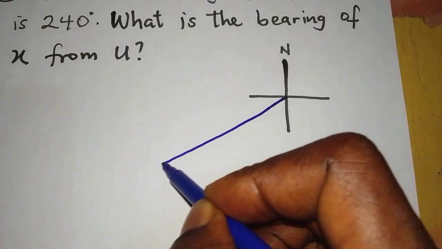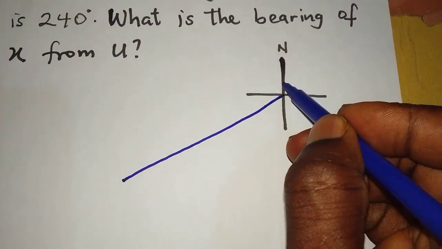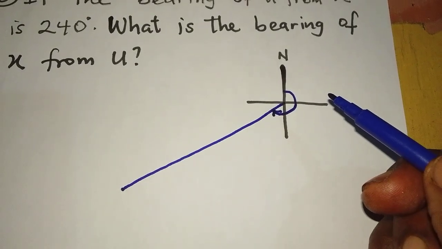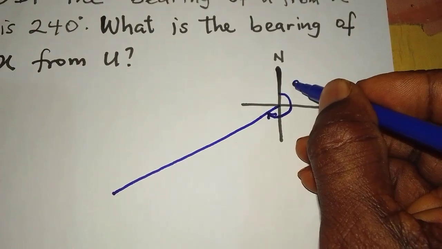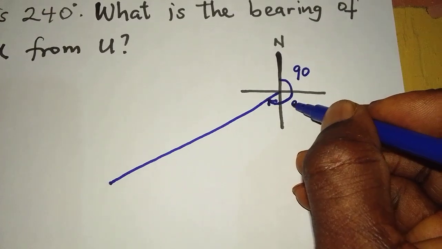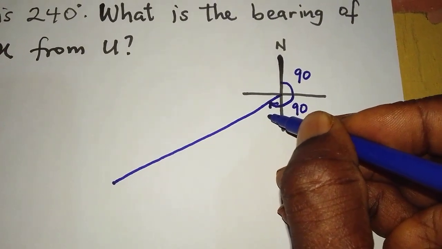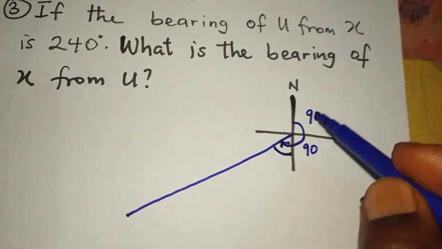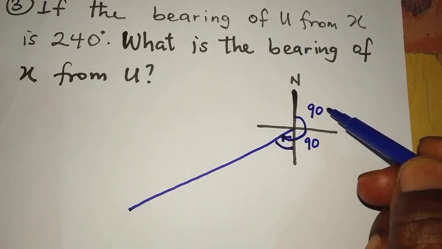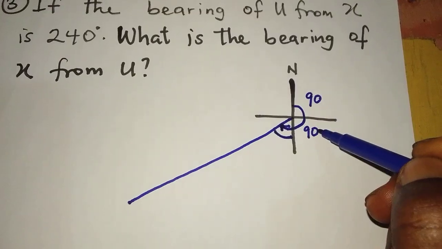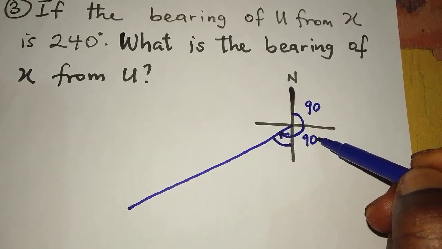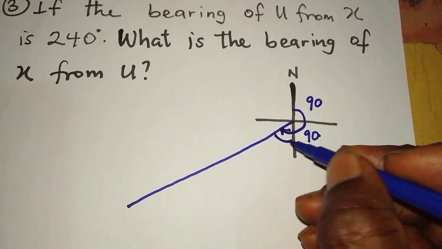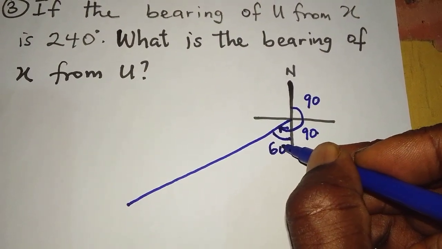So from the north up to where this line is, is the third quadrant. When you break it down, this place is 90, this will be 90. Then you want to know the value of this angle. Now, if from here to this place is 240, and 90 plus 90 is 180, 240 minus 180 will give us 60. That means this angle here is 60.